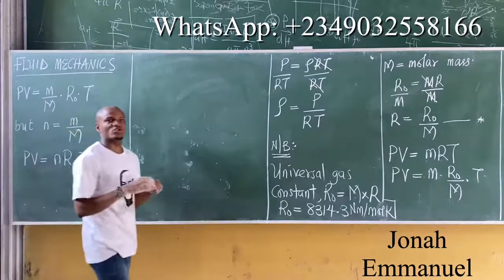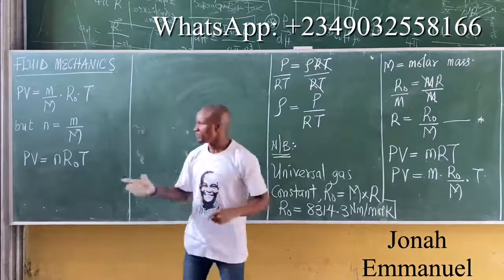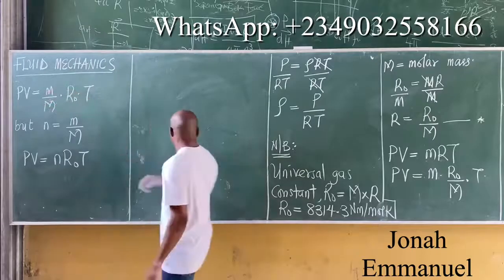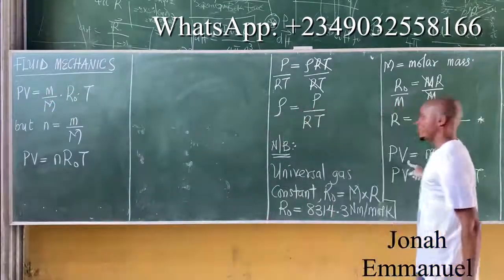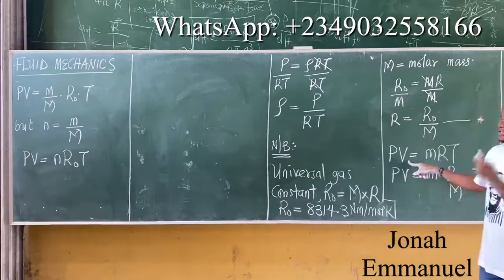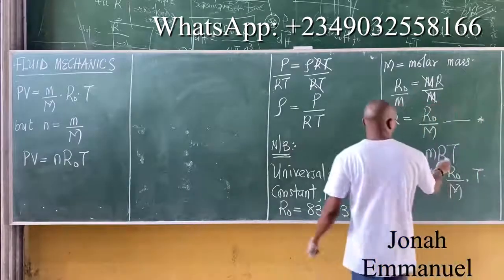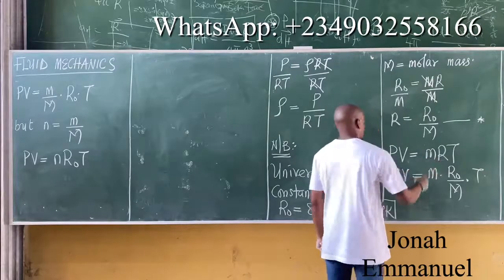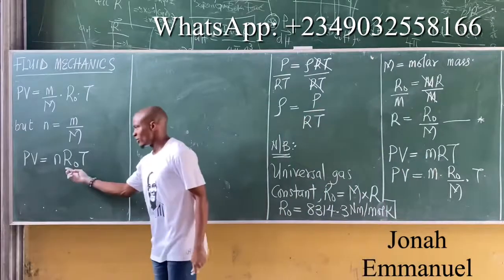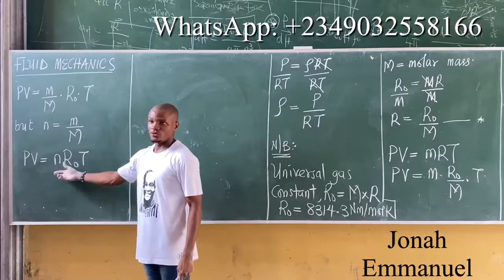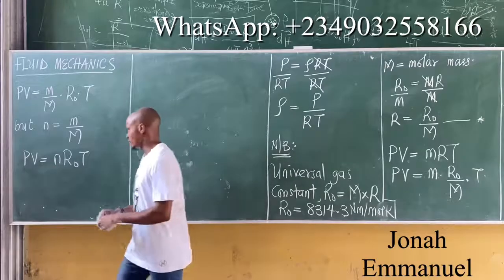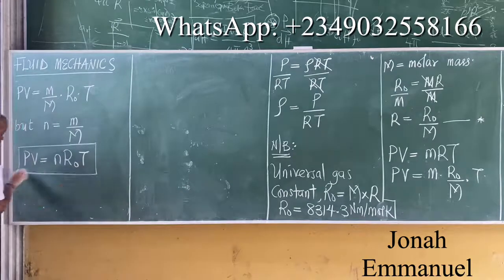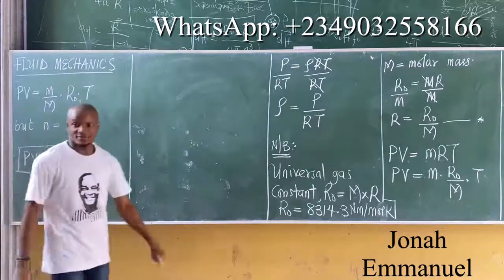So please note these two formulas and see the difference. PV is equal to mRT, or PV equal to N R naught T. If I'm working with the characteristic gas constant, I'm using mass. If I'm working with the universal gas constant, I'm using mole. So please get this difference, and note this formula.